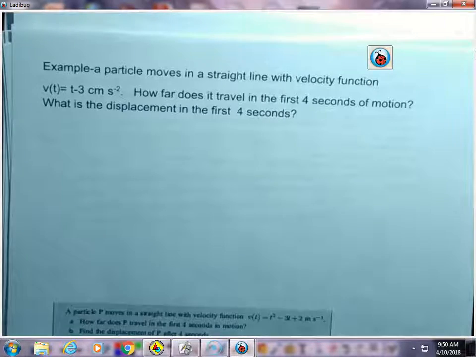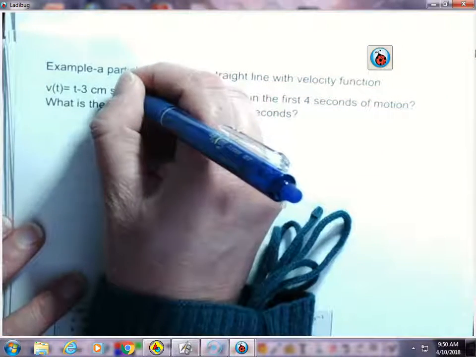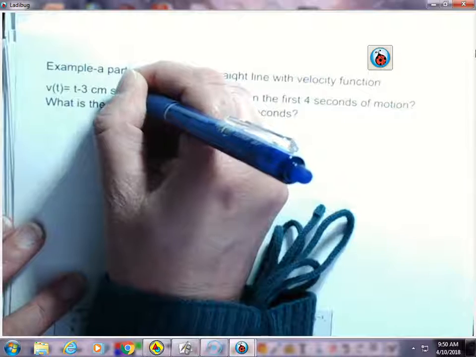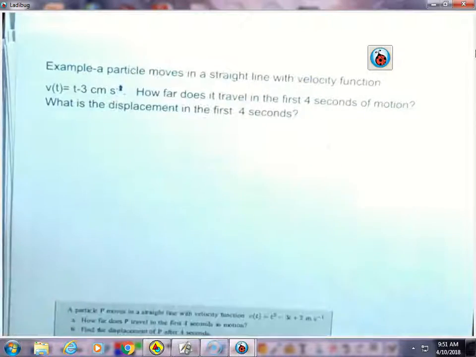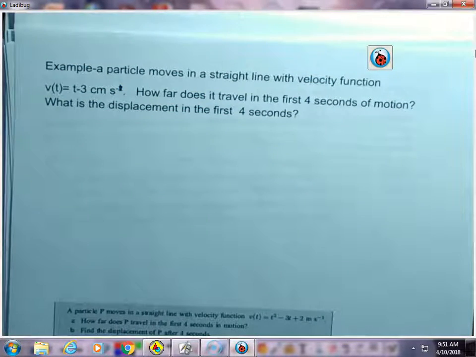It's the units of acceleration, right? So this is no good. I'm going to make that to the -1. It's supposed to be centimeters per second. I had centimeters seconds to the -2, which would be centimeters per second squared. Okay, so that's just supposed to be centimeters per second. So that's my equation. It wants to know how far it travels in the first 4 seconds and what the displacement is in the first 4 seconds. And I'm going to give you a minute to try to figure it out.